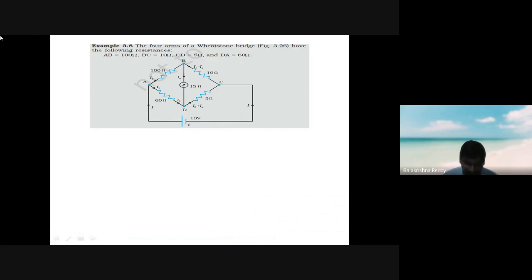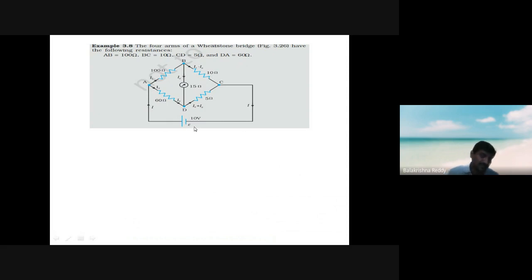For that we have a small application here. You are seeing on the screen the 4 arms of a Wheatstone bridge, which have the following resistances: AB equal to 100 ohms, BC equal to 10 ohms, CD equal to 5 ohms, as well as DA equal to 60 ohms. This complete bridge works with an external supply of 10 volts, EMF E.